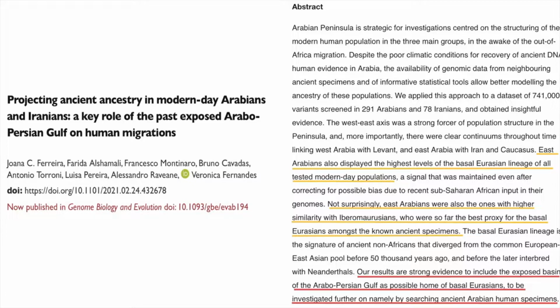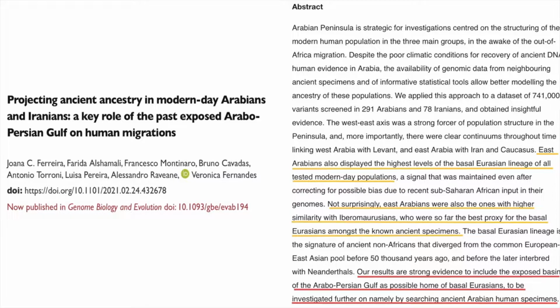This paper is called Projecting Ancient Ancestry in Modern-Day Arabians and Iranians: A Key Role of the Past Exposed Arabo-Persian Gulf on Human Populations. So it says, East Arabians also displayed the highest levels of the Basal Eurasian lineage of all tested modern-day populations. So East Arabians have the highest levels of Basal Eurasian ancestry. It continues, not surprisingly, East Arabians were also the ones with higher similarity with Ibero-Maurusians, who were so far the best proxy for the Basal Eurasians amongst the known ancient specimens.